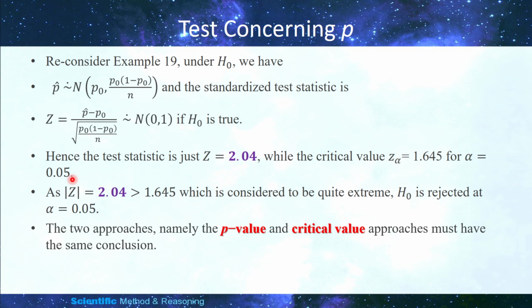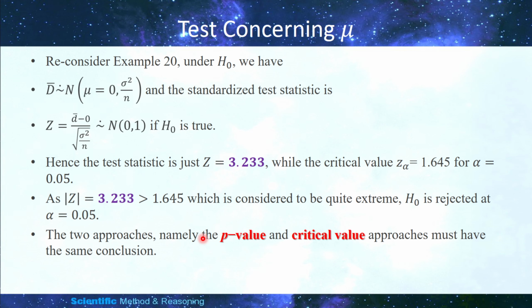In this case, the absolute value of the test statistic is 2.04, which is greater than 1.645, which is determined by setting alpha equal to 0.05. As the test statistic is greater than the critical value, the null hypothesis is rejected. The two approaches, namely the p-value approach and the critical value approach, must end up with the same conclusion.